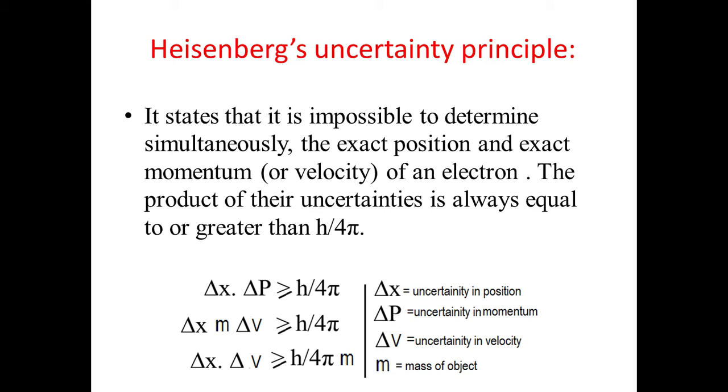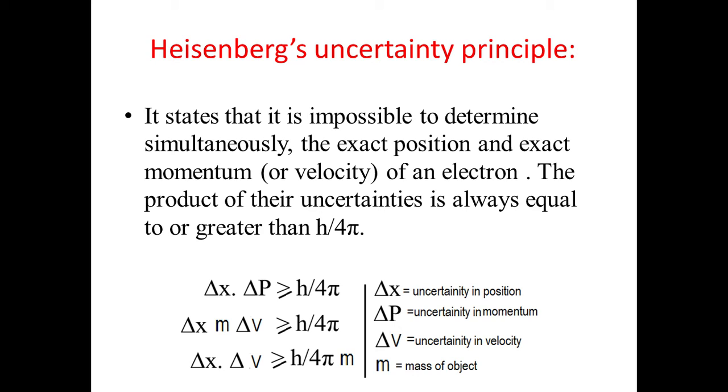If you read the statement, then it states that it is impossible to determine simultaneously the exact position and exact momentum of an electron. There are always uncertainties in both of them. So what is the meaning of this statement?